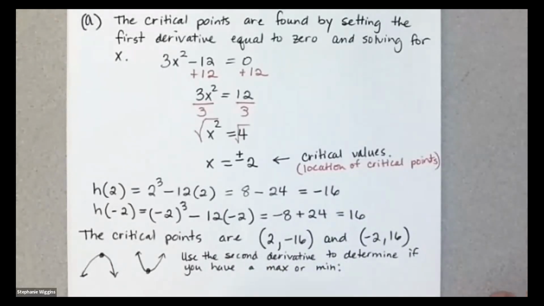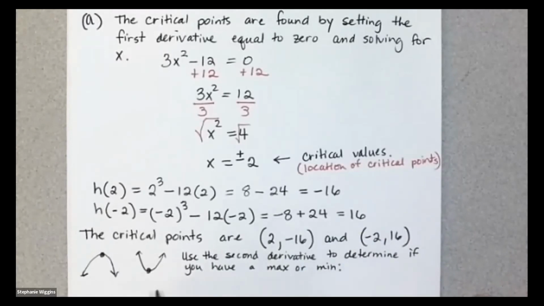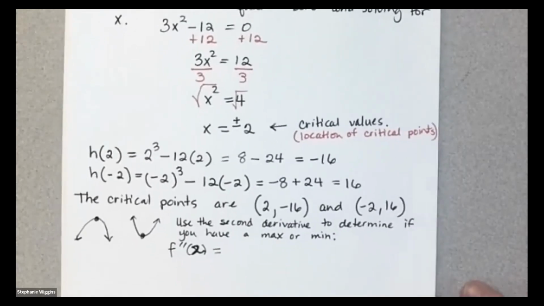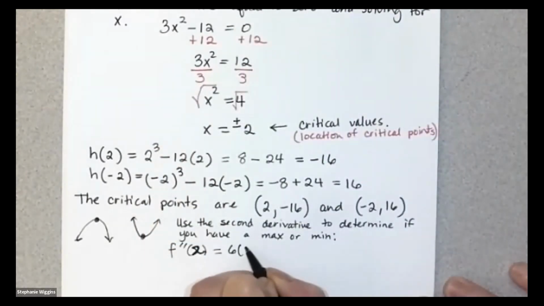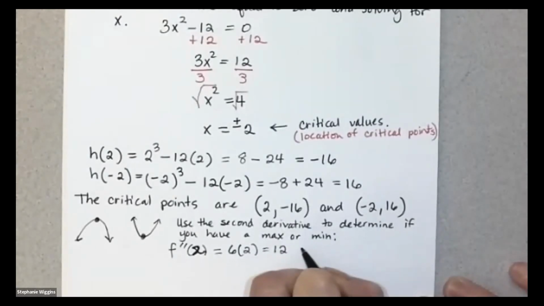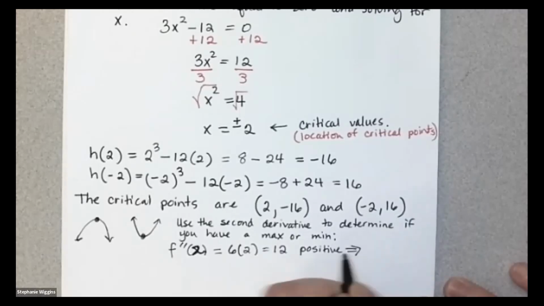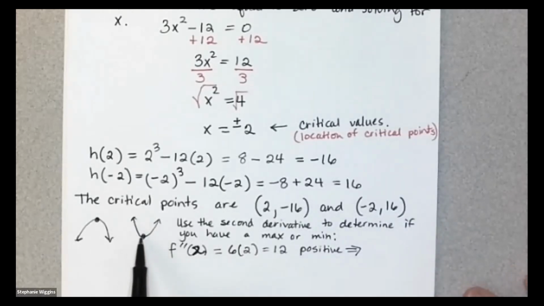Okay, so the first point that we're going to plug in is the 2. I meant to put a 2 there, not an x. Okay, the second derivative evaluated at 2 is 6 times 2. Since this is positive, we know that it's concave up like this, okay? A positive second derivative means it's concave up. That means this is a minimum.